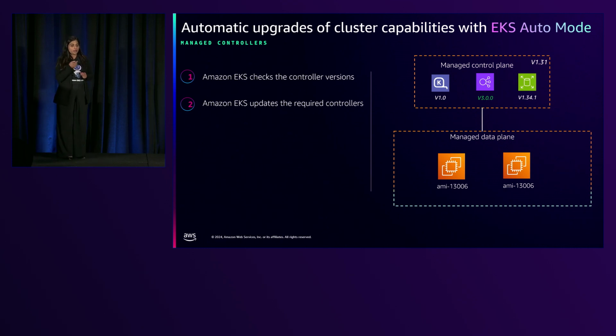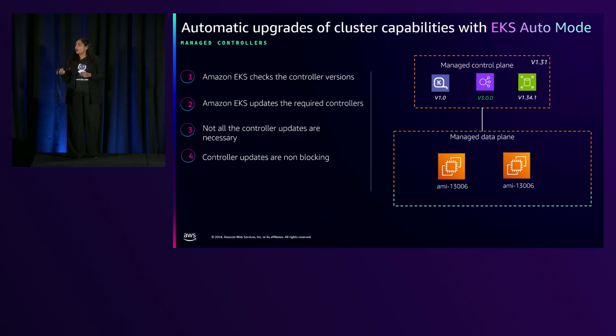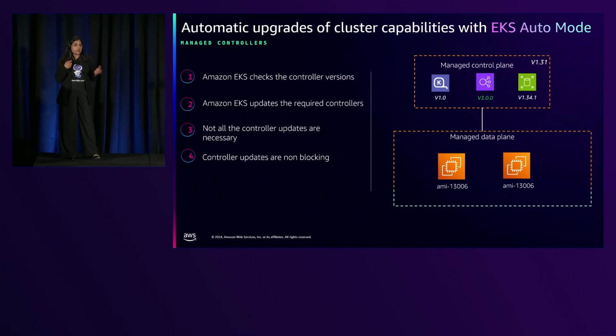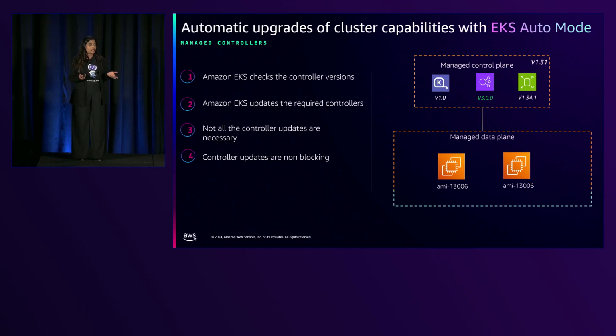Amazon EKS auto mode goes ahead and updates only the required controller. Not all the controller updates are always necessary, and when it updates these controllers, it is important to note that these controller updates are not blocking. What we really mean by that is, just like today when we manage the updates of the control plane, the API server and the etcd, your applications still continue to run. Similarly, while we are updating these controllers, your application should continue to run as well.